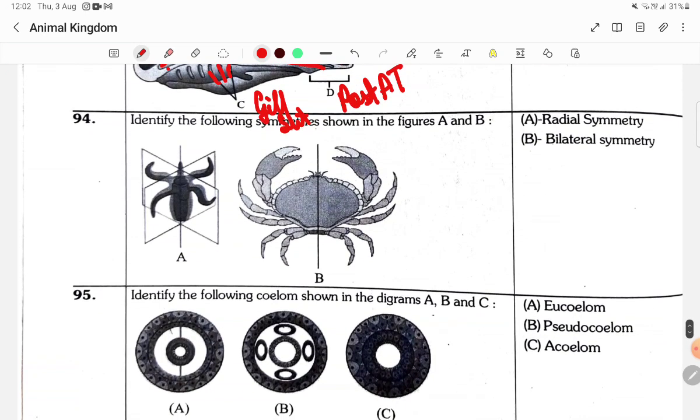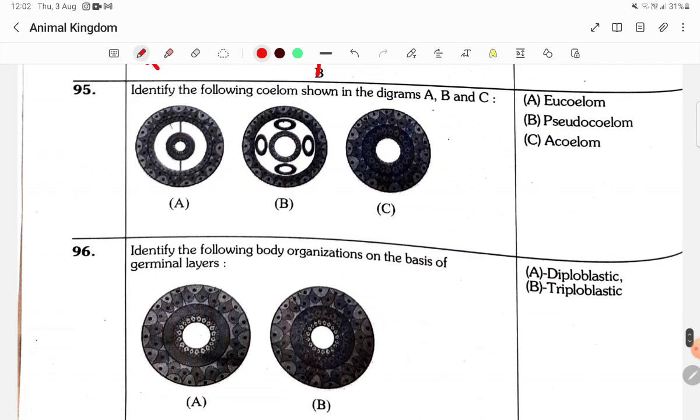Coming on next question, we have to identify the symmetry. This is bilaterally symmetrical because this line divides the body into two equal parts. So this is bilaterally symmetrical. This is radially symmetrical, like this. This is radially symmetrical.